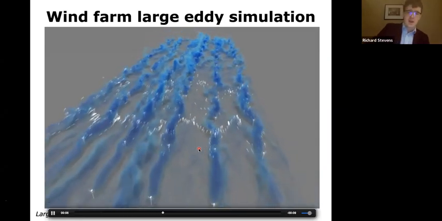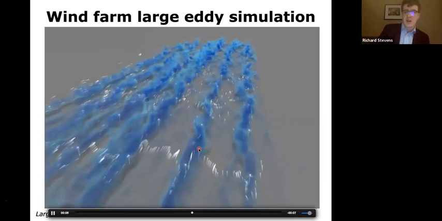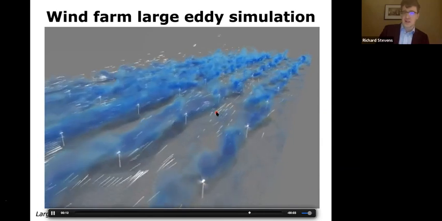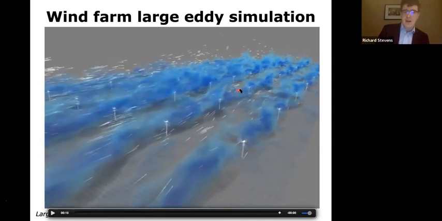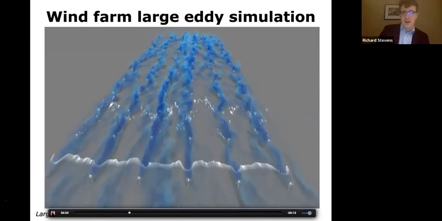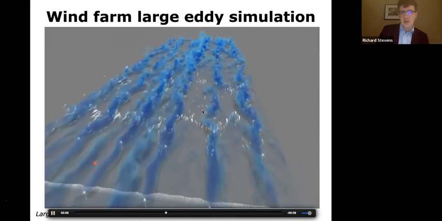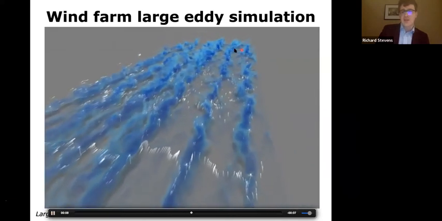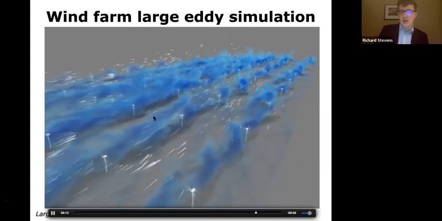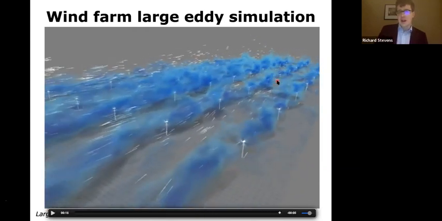And these white particles are tracer particles that are following the flow. So you can sort of see how turbulent this is. And you can see all this vertical mixing happening in the atmosphere as well. This vertical mixing is indicated by the particles going up and down in the atmosphere. These simulations allow us to study in more detail what's happening in these wind turbine array boundary layers, and get a better understanding of the flow physics that drives them.